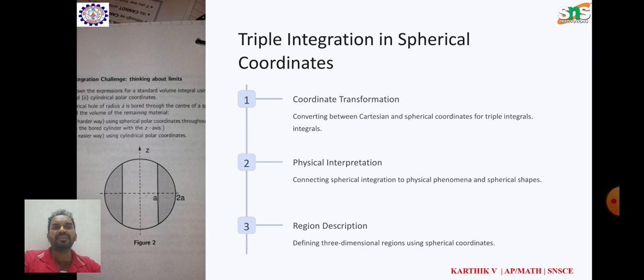The conversion from Cartesian coordinates to spherical coordinates is given by x equal to rho sin phi cos theta, y equal to rho sin phi sin theta, z equal to rho cos phi. In spherical coordinates, the volume element dV is expressed as rho squared sin phi d rho d theta d phi.